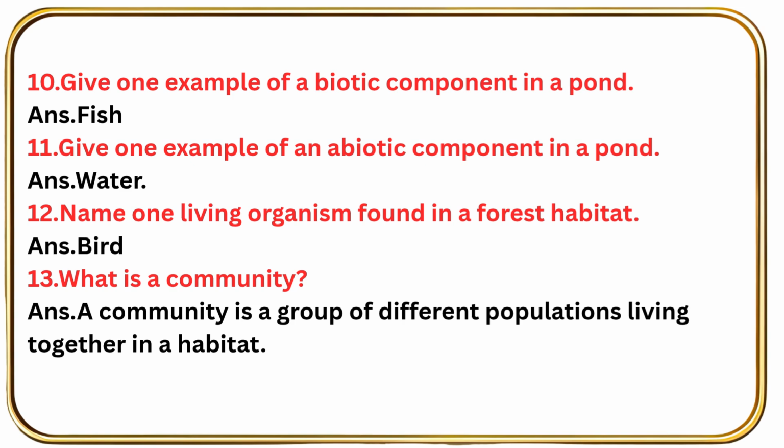Question number 11. Give one example of an abiotic component in a pond. Answer. Water. Question number 12. Name one living organism found in a forest habitat. Answer. Bird. Question number 13. What is a community? Answer. A community is a group of different populations living together in a habitat.